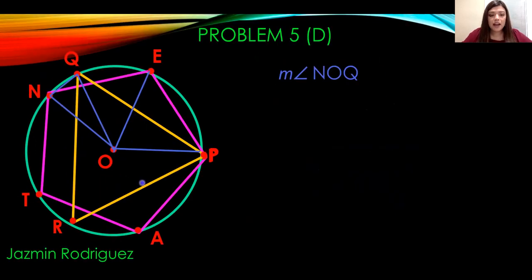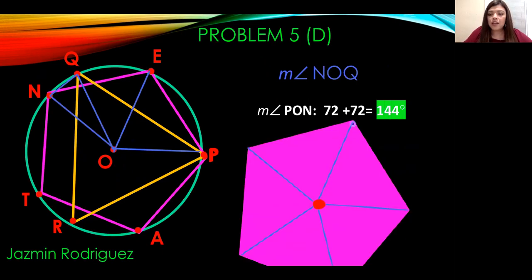Okay, now let's go back to our original figure, because now that we have determined this information, we can find out what the measure of angle NOQ is going to be. And we know that angle PON is going to be 144 degrees. And you're probably wondering, wait, how? But I thought it was 72 degrees. Well, you're correct, but let me show you. Each angle was 72 degrees.